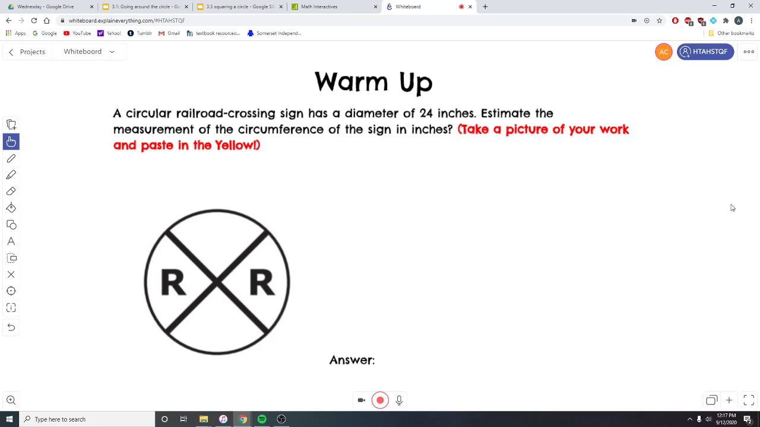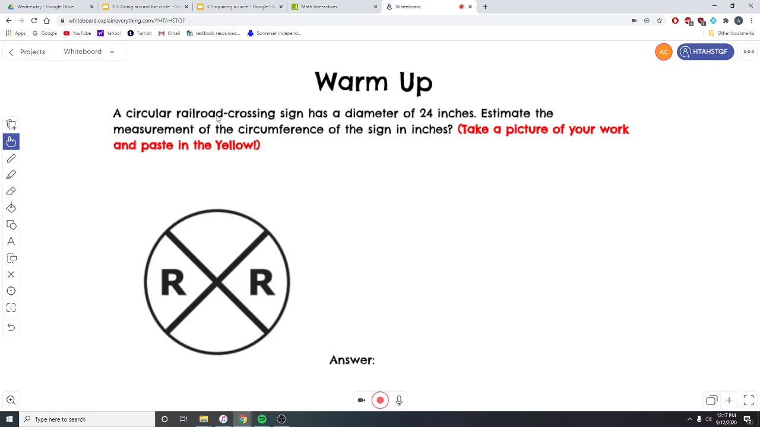If you are a student that is not in class face-to-face, make sure to take a picture of your work and go ahead and paste it in the yellow box that you will see here. For the students that are here, I'm going to go ahead and explain to you.